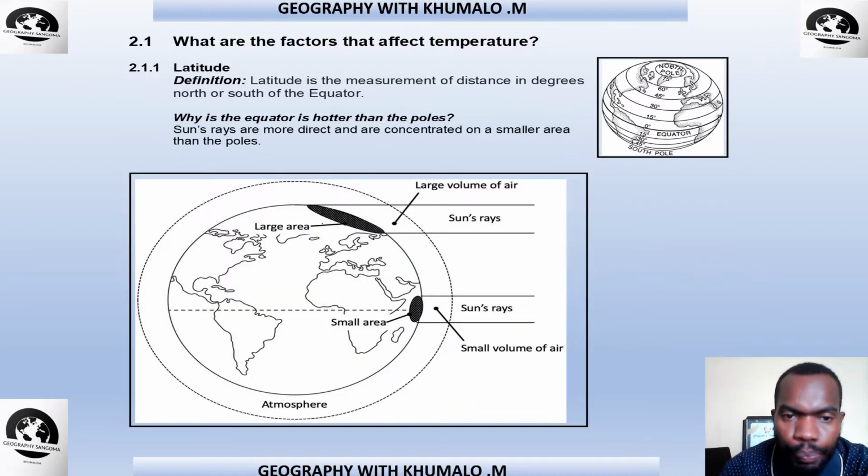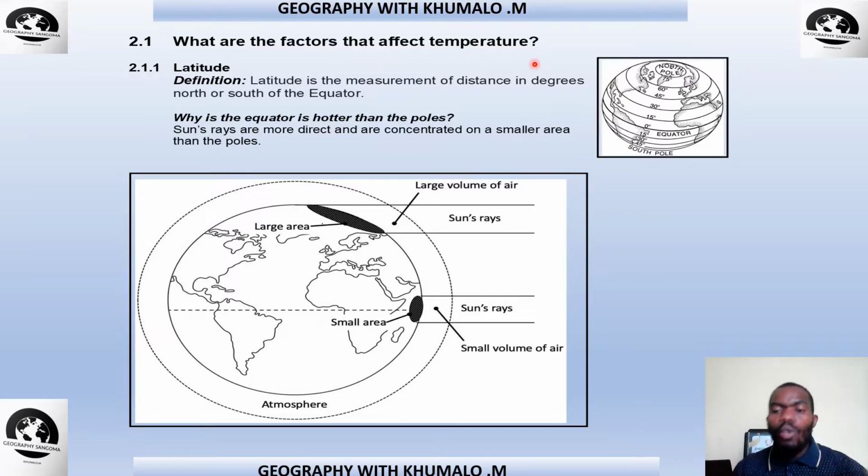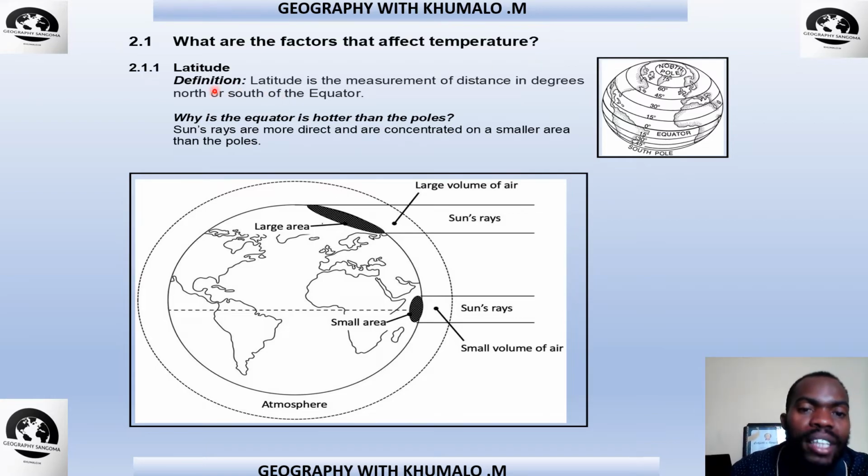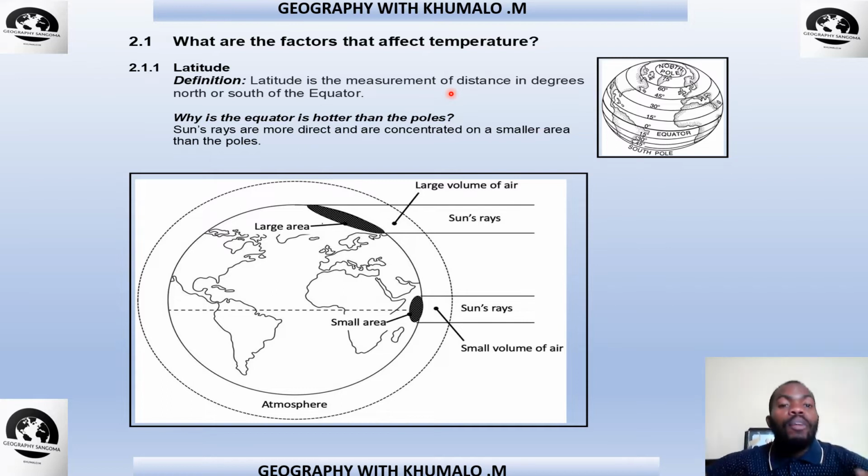Then, what are the factors that affect temperature? This takes you back to your social sciences, the geography part in grade 8, where you learned about the latitude. Now, the definition of a latitude is the measurement in degrees north and south of the equator, not of the Greenwich meridian, but of the equator.